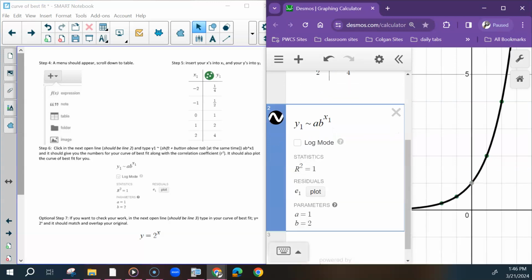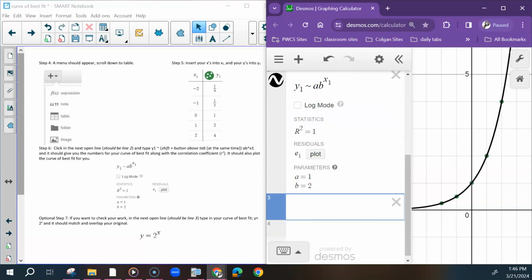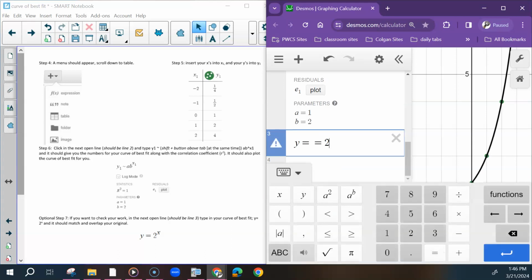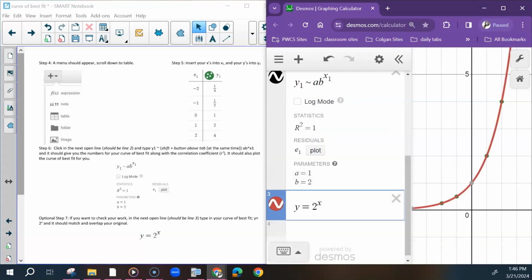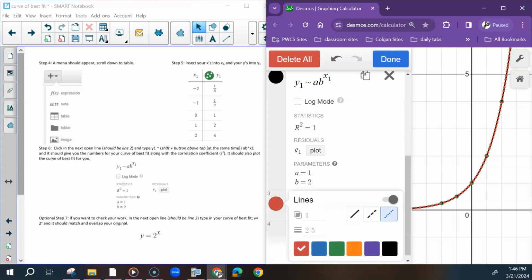And then it will give you the curve of best fit. It'll tell you what your a and b values are. And just like with your linear regression and quadratic regression, if you type in your actual equation, y equals 2 raised to the x power, it should overlap the given one. And that's how you know you did that right. So we're going to go back and forth between the calculator and Desmos just so you see both. But first we're going to talk about this.